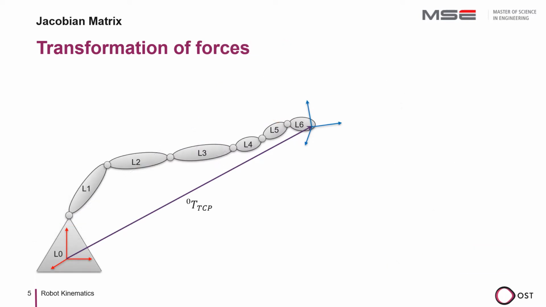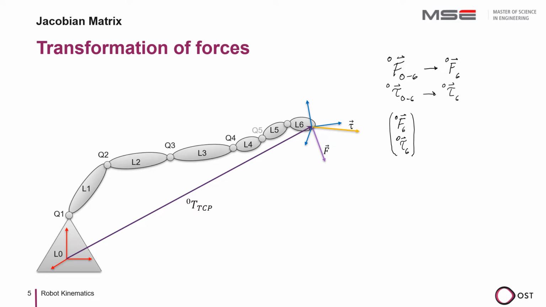Let's talk about how to calculate the forward and backward kinematics of forces. We have a force vector F and a torque vector tau on link 6. To get a compact representation, we combine them into a mathematical vector. The torques in the robot joints, so-called generalized robot forces, are denoted by Q. To calculate the force and torque vector on the TCP, we multiply the generalized robot forces by the inverse transposed Jacobian matrix, which corresponds to the forward transformation.